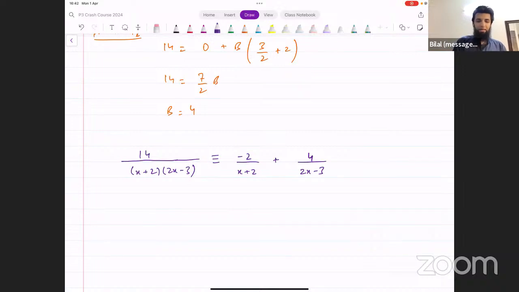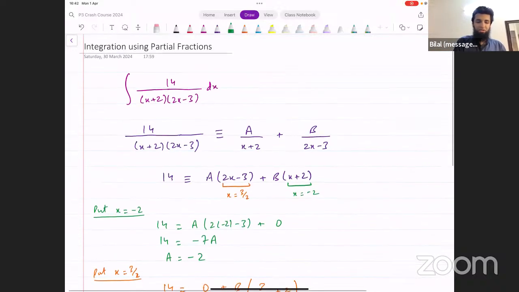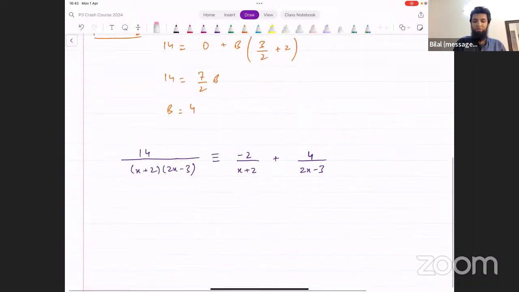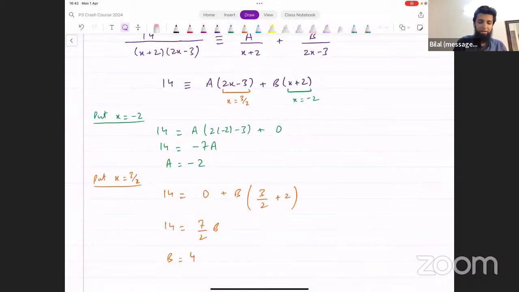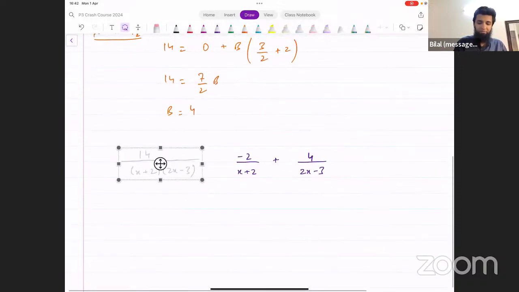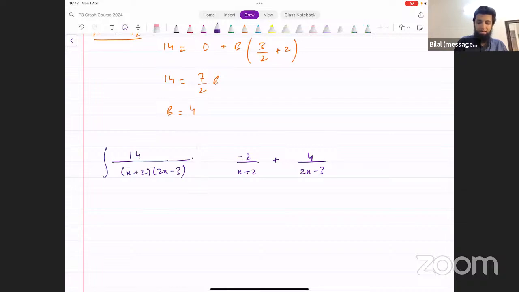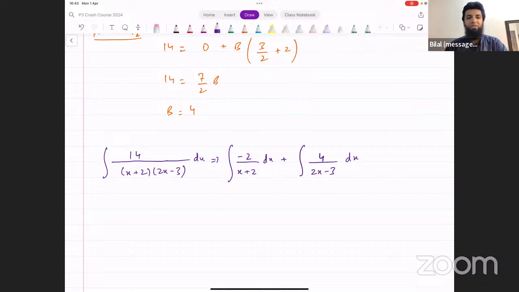Okay. And now, since we wanted to integrate this fraction, there's a plus sign between these 2 fractions. So we can just integrate them separately now. We can say integral of this fraction on the left side. That is the same thing as integral of -2 over (x plus 2) with respect to x plus integral of 4 over (2x minus 3) with respect to x. And you could just integrate these 2 fractions separately one by one. Okay, that's what we can do here. Let's try this.